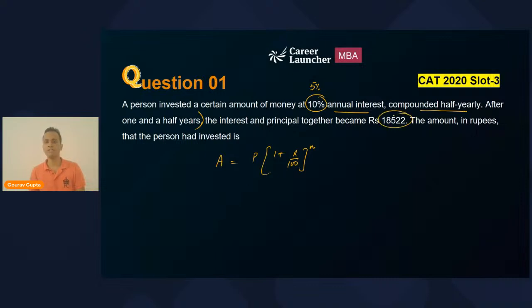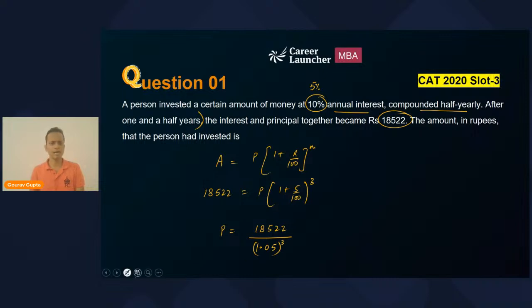Okay. Now amount is given to us, that is 18,522, and that is equal to principal bracket 1 plus 5 upon 100 power 3. All right. So the value of principal will look like this: 18,522 divided by 1.05 whole cube. Okay, 1.05 cube. So 18,522, I have to divide it by 1.05 cube.